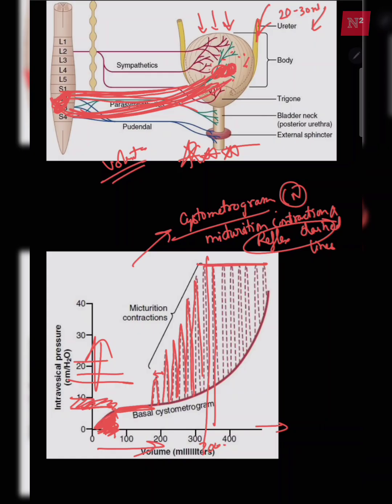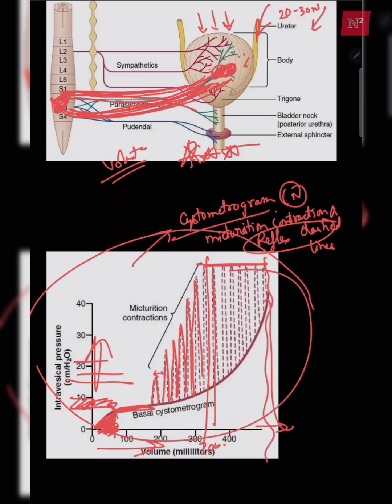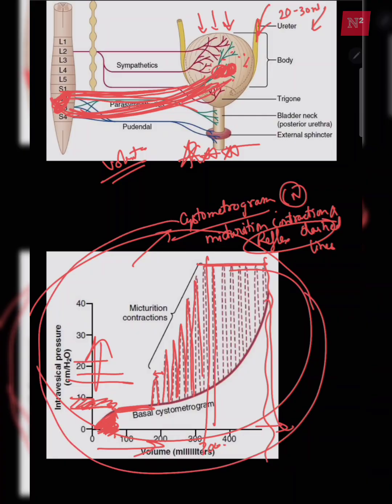Now as soon as it overcomes that pressure, the pressure drastically decreases and goes back to 0 centimeter of water. This is called the cystometrogram, and recording of the cystometrogram helps you detect any abnormalities in the spinal reflex pathway or in the micturition reflex pathway.